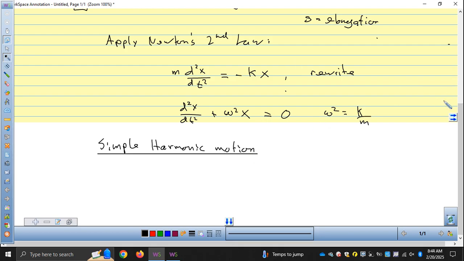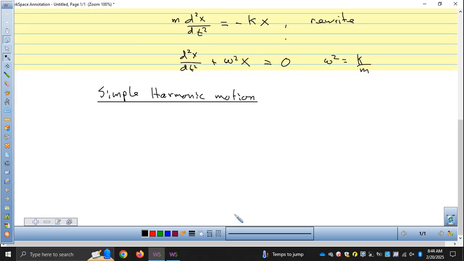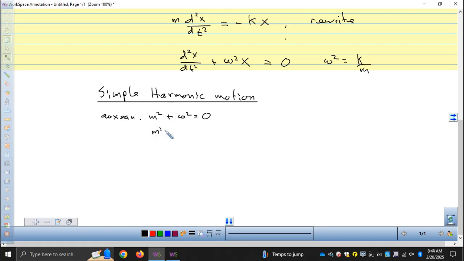And we know the solution to this. We could probably solve this equation without even writing anything down at this point. If we write the auxiliary equation, that is m squared plus omega squared equals 0. This is why we wrote omega squared. So m squared equals negative omega squared, and m equals plus or minus i omega.